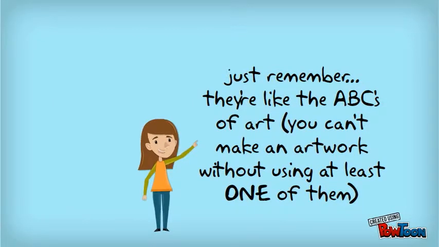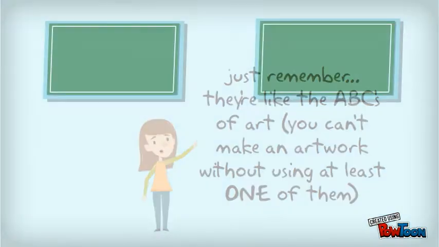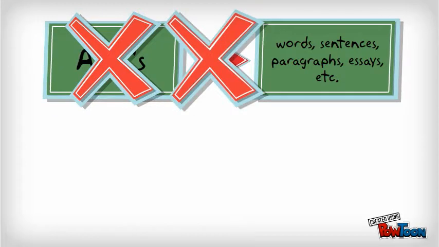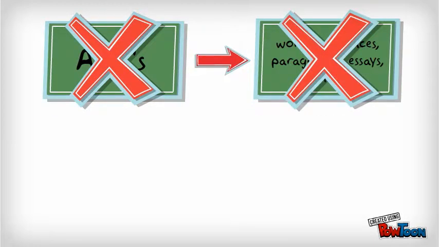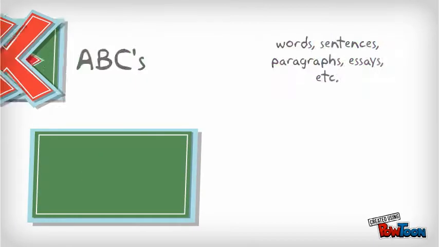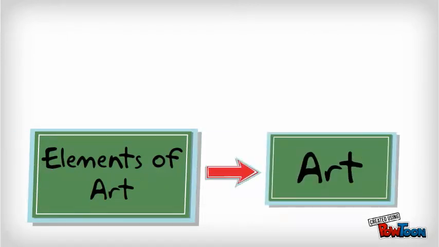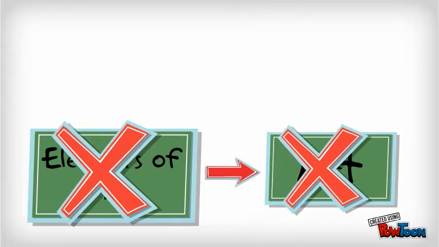You can't make an artwork without using at least one of them. Here are the ABCs. You use them to make things like words, sentences, paragraphs, essays, etc. Without the ABCs, you can't have words, etc. Just like that, the elements of art make art.